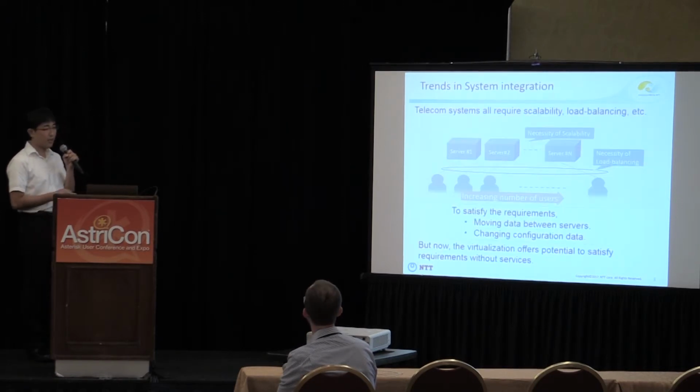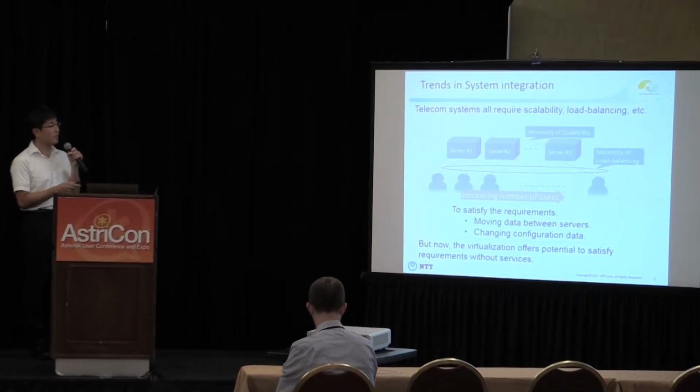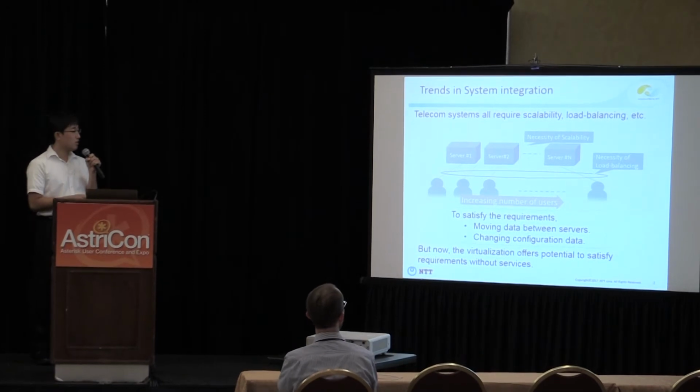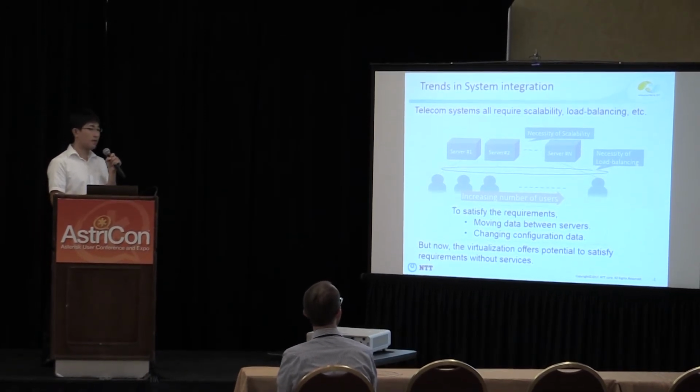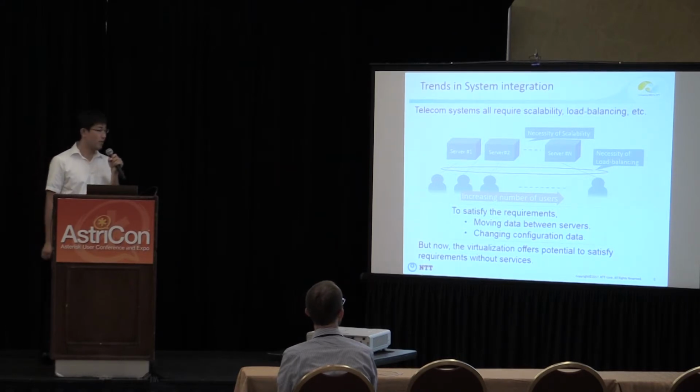Next slide, I show a recent trend in telecommunication system integration. A telecommunication system always requires scalability, load balancing, and so on. Of course, these are general requirements, so developers have to satisfy them. And in production architecture, there are some services. These are examples: moving data between servers and changing configuration data.